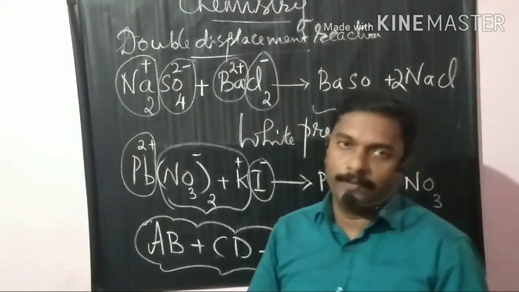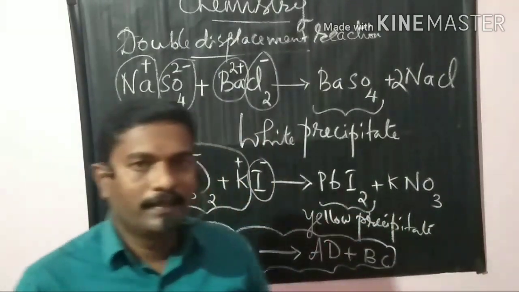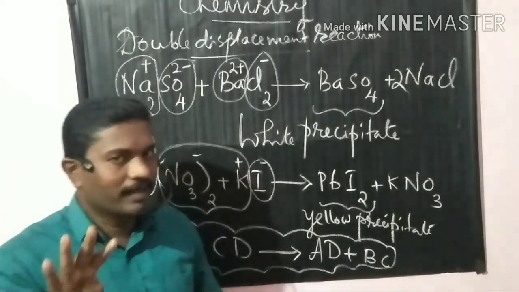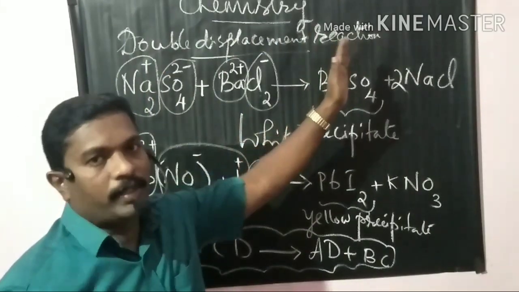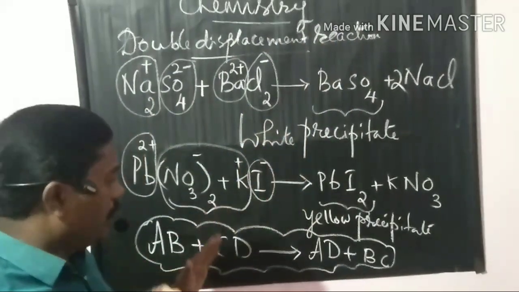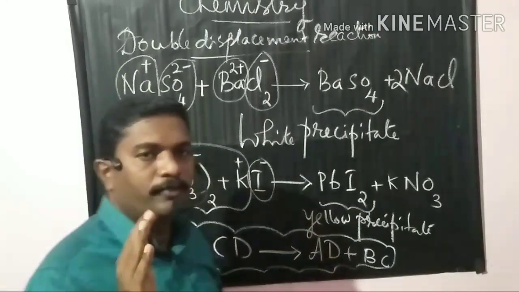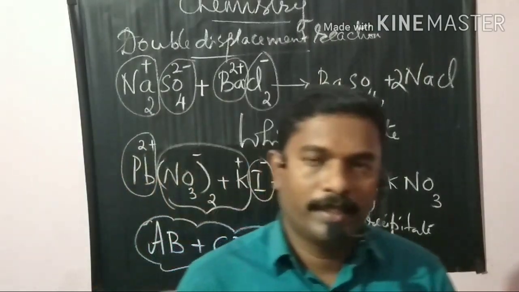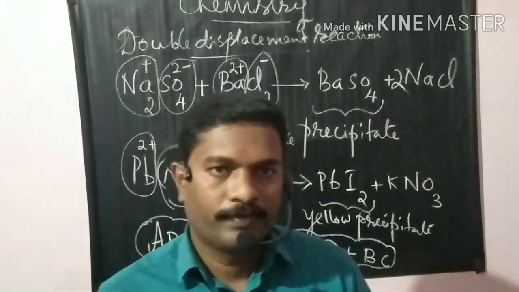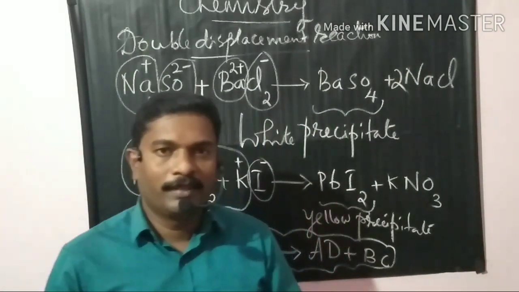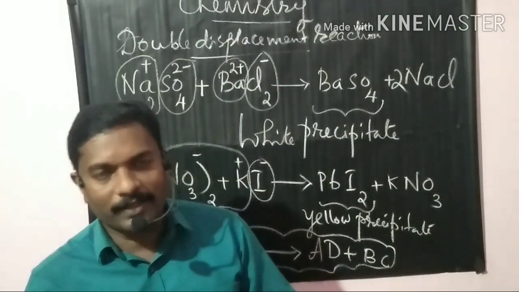Precipitation reaction. Okay, students. So the fourth type of chemical reaction is double displacement. Double displacement reactions are always accompanied by the formation of a precipitate. Hence they are also known as precipitation reactions. Okay? Did you get me? Yes, it is clear to you?